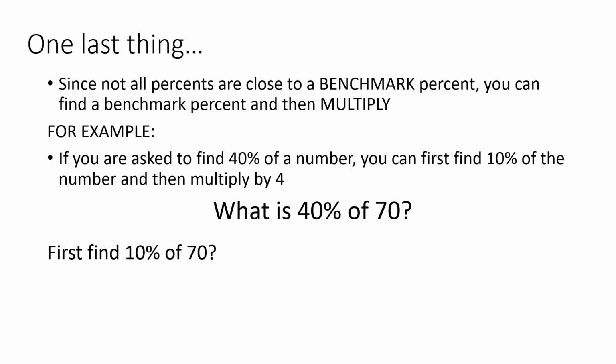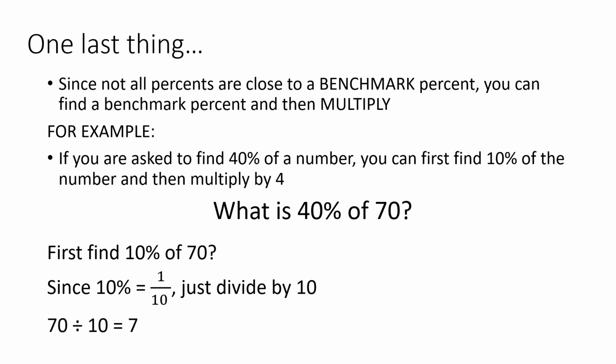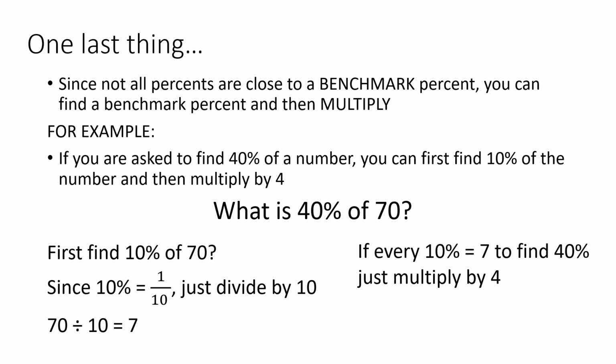I'm first going to find 10% of 70. To find 10%, because 10% equals 1/10, I just need to divide by 10. 70 divided by 10 equals 7. And then because 40% is the same thing as 10% plus 10% plus 10% plus 10% or 10% times 4, I just need to multiply that 7 by 4. 7 times 4 is 28. So 40% of 70 equals 28. Sorry, it says 10 there, but 40% of 70 equals 28.